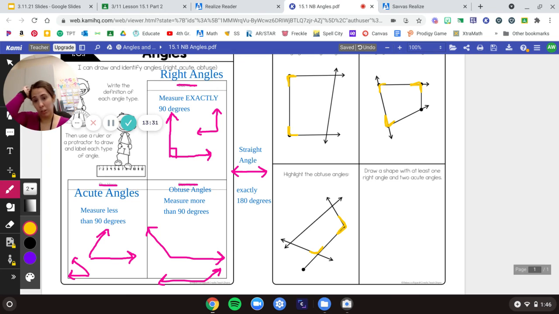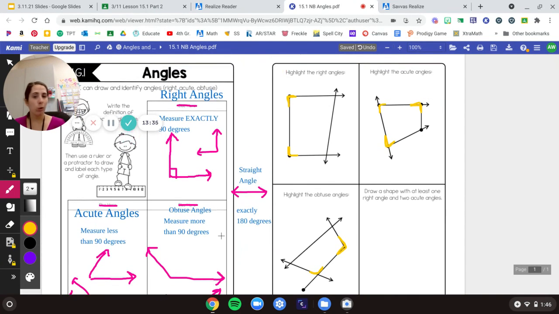And that's all we did. We worked through trying to just start to see them in the shapes. Next time, we'll do more with naming them and finding them in pictures.